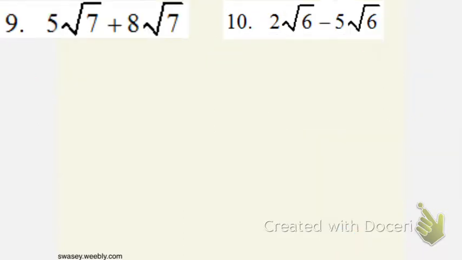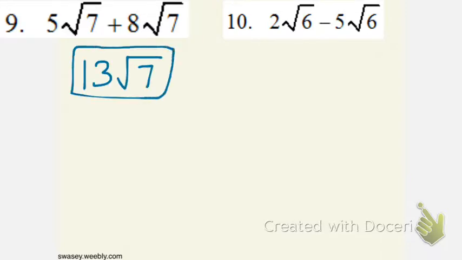Number 9, adding 5 square root 7 plus 8 square root 7, you get 13 square root 7. You can think of those as adding radicals. It's the same idea as adding like terms. 5x plus 8x would give us 13x. Same idea. Both of them have the same index, and we have the same number underneath.